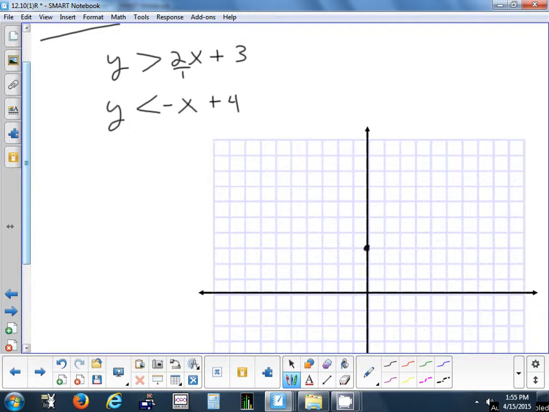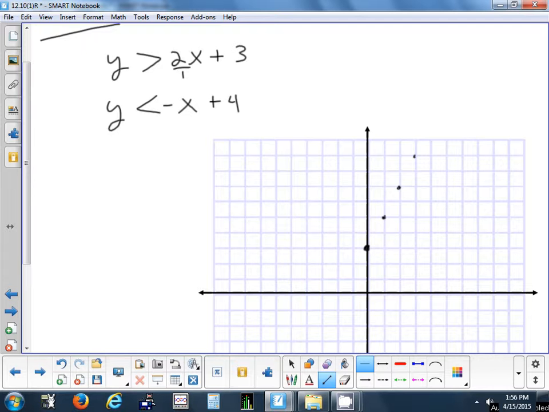So where do I go up 2 over 1 from? Do I start back at the origin? No. Start from that point. Which way am I going? Up 2, over to the right 1. Okay. And if you want to go up 2 over 1, you can do it a couple times to get your line. Now, what kind of line? Solid or dotted? How do we know? Matt?